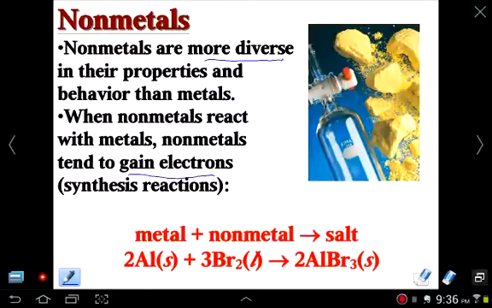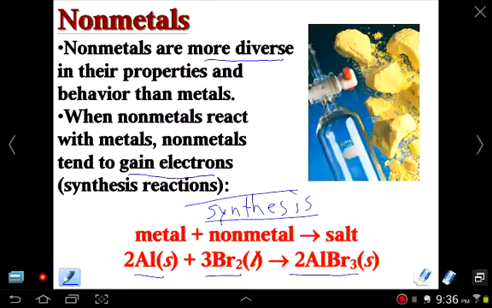So here is an example. Here's a metal with a nonmetal giving you a salt. Aluminum with bromine giving you aluminum bromide. This is a classical synthesis reaction. So a good number of the reactions in this chapter will actually be synthesis reactions, and most of them will be between elements.